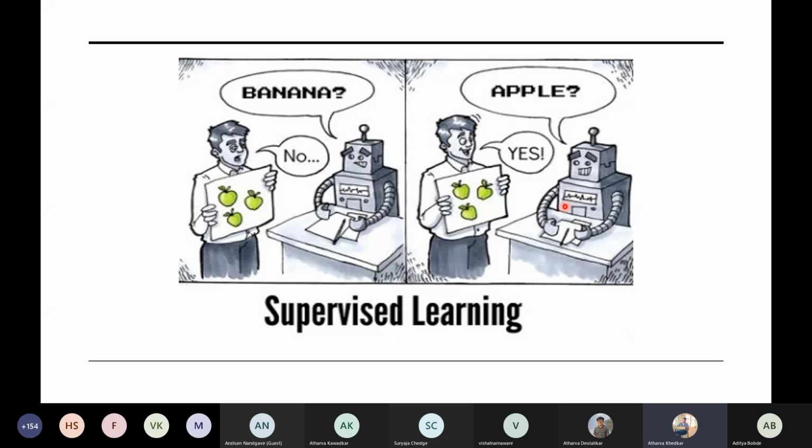So let's suppose there is a kid. The kid could be your own brother or sister, your niece, your nephew, your brother's son or sister's son, doesn't matter, it could also be a daughter. So just take an example that there is a kid and you want to teach them something.